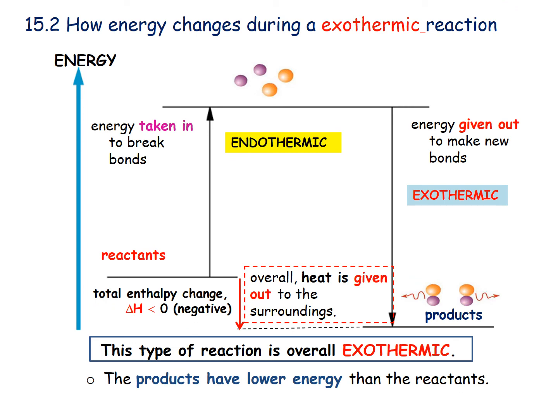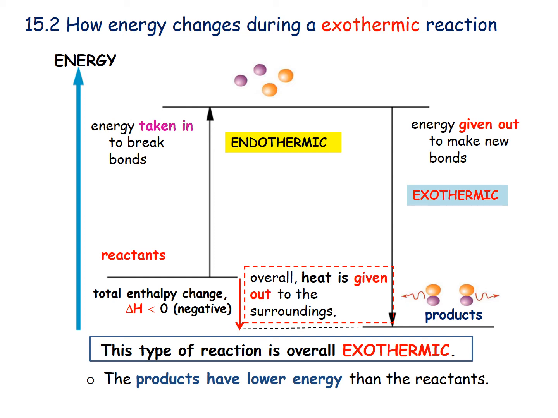This slide explains why a reaction is exothermic. The first part of any reaction is the same. Bonds in reactant molecules must be broken, and so energy is absorbed. So bond breaking is always endothermic. To form the products, some of the energy absorbed must be given out. So bond making is always exothermic.